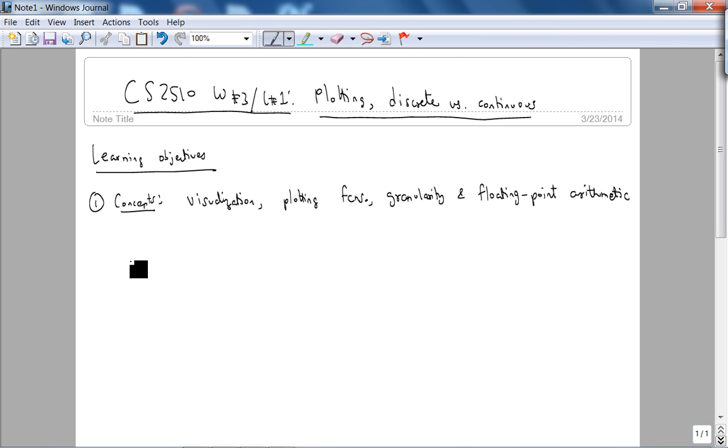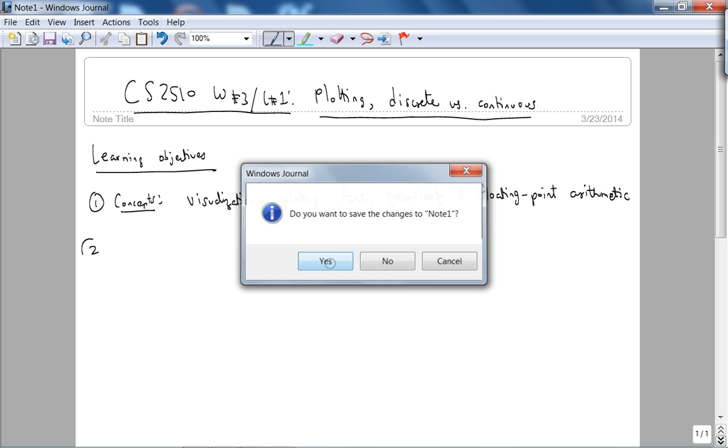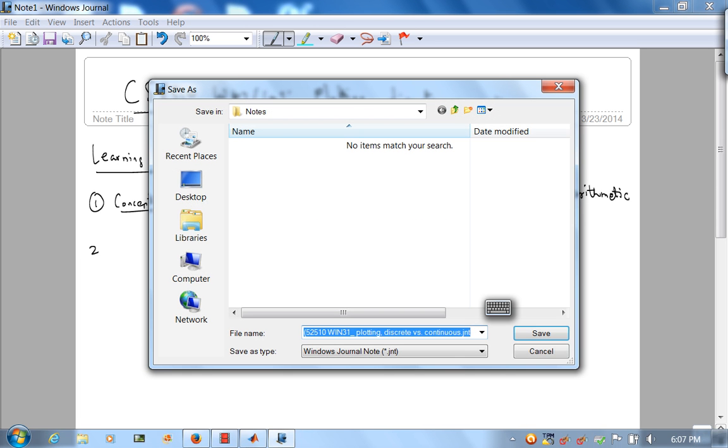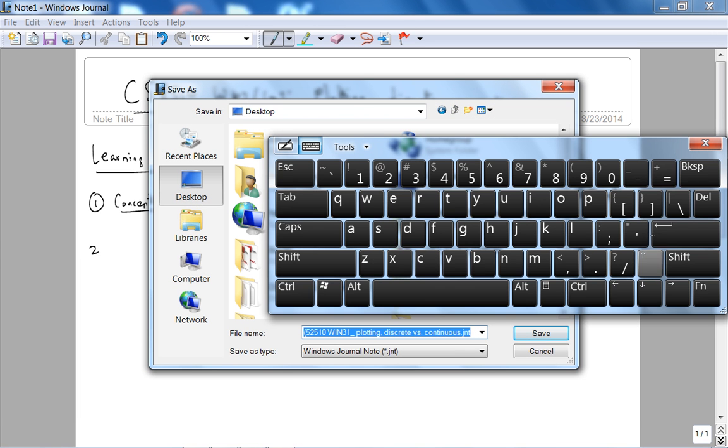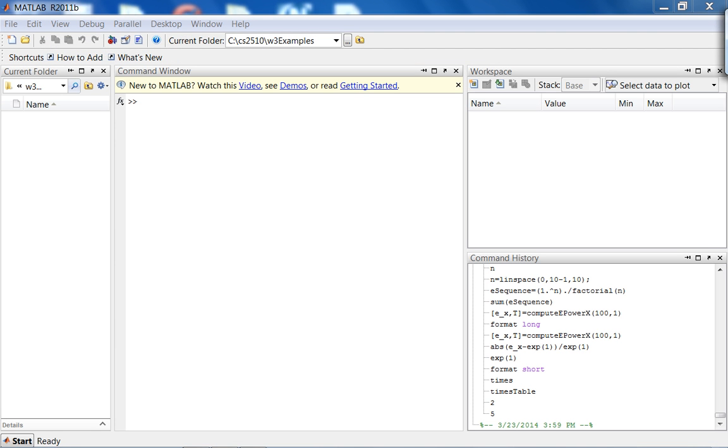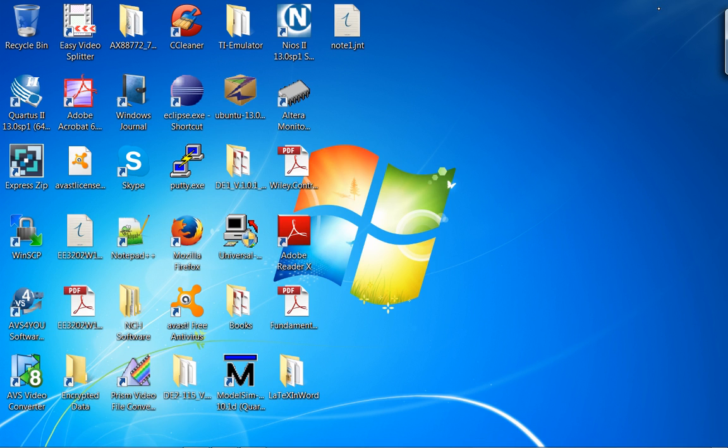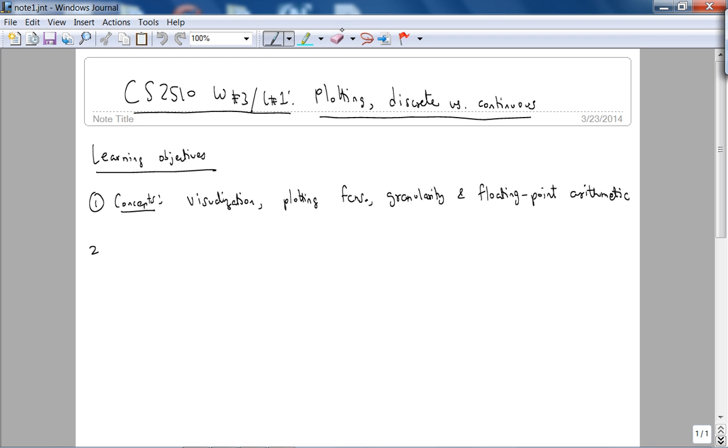Okay, the language features. Save this and continue. Thank God I have MATLAB already open.